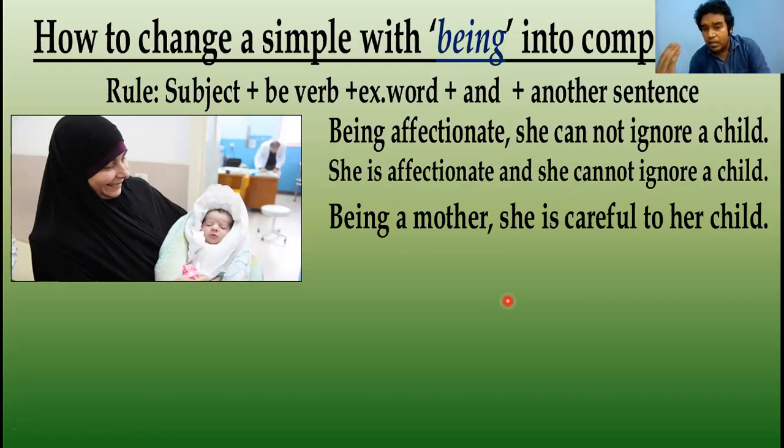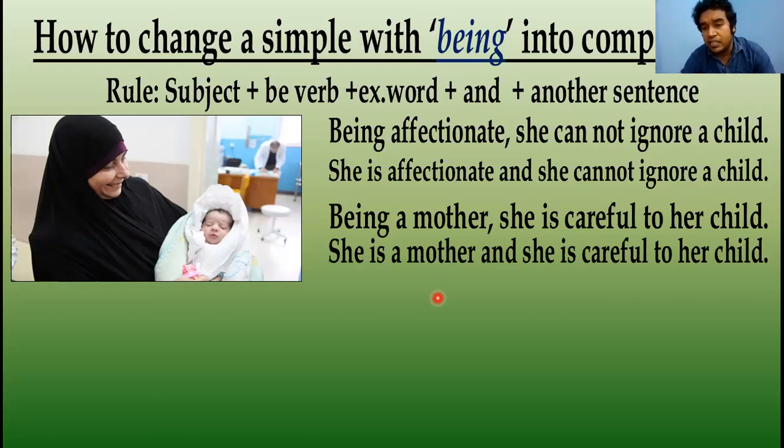Being a mother, she is careful to her child. At first, take the subject she, then use the auxiliary verb am, is, are, or was, were. What should you follow? You can see the second clause. Here is suggesting present tense, so you must complete the sentence in present tense. So she is a mother and she is careful to her child. Hope that you have understood the rule, dear student.